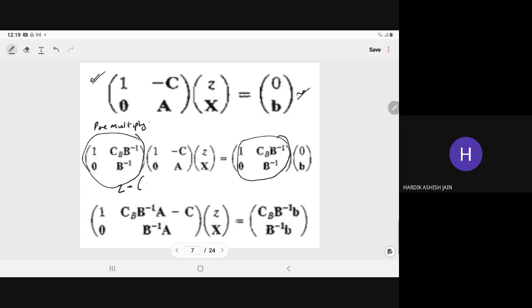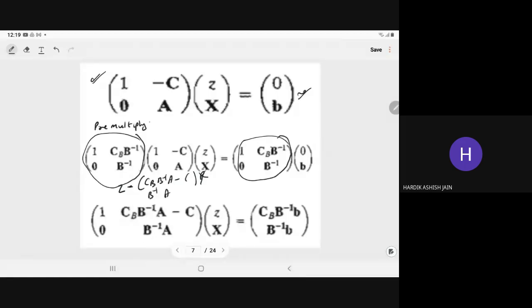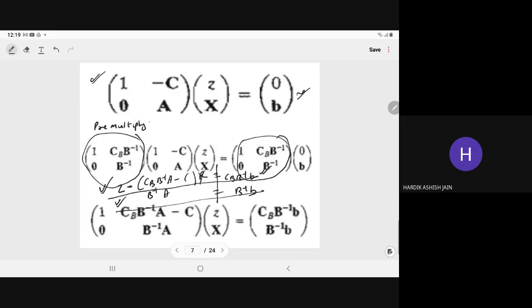Z minus CB B inverse A minus C into X, and here we have the B inverse A, is equal to, on this side we have the CB B inverse B, and here we have the B inverse B, right? So that is the structure of the simplex method. That is the Z row, body part, solution, right hand side. So that we have in the simplex method.